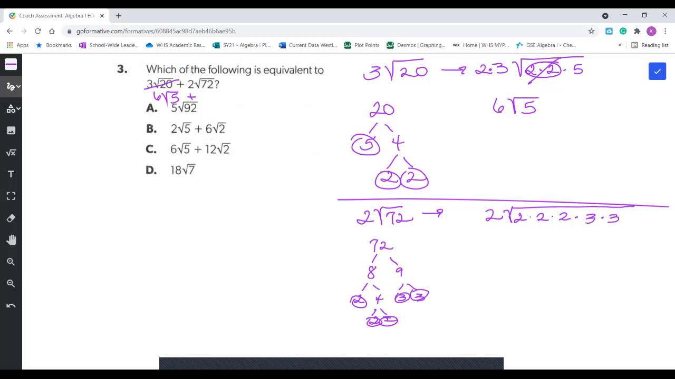All right. Now I'm looking for pairs. Here are a pair of 2s. 2 times 2 is 4. The square root of 4 is 2. Here are a pair of 3s. Okay. 3 times 3 is 9. The square root of 9 is 3.